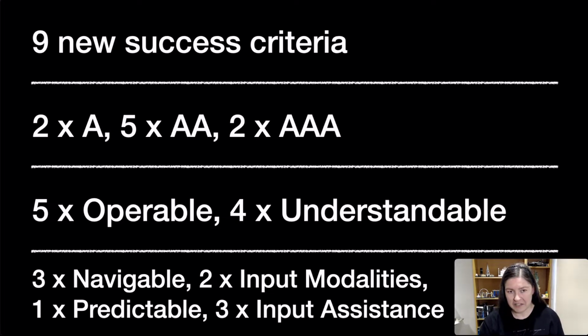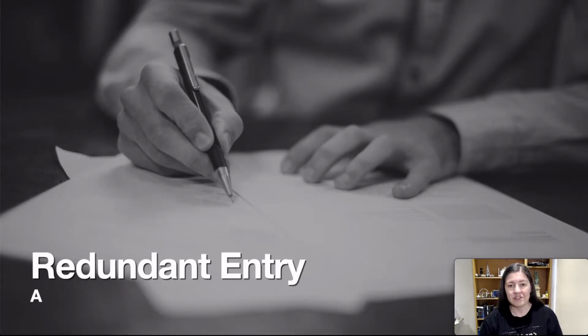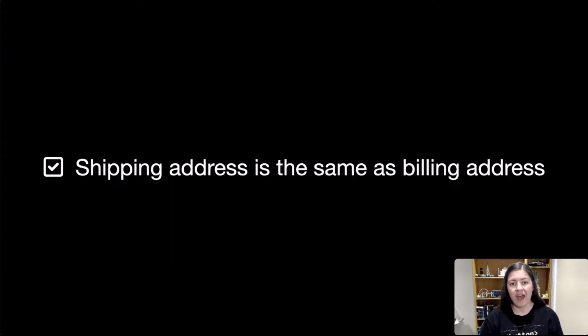I haven't presented these in any particular order other than quickest first. There's some absolute doozies amongst this lot, so I thought we'll warm up with some pretty straightforward ones first. So to kick it off, I'd like to introduce you to a level A success criterion called redundant entry. And this is all about data capture in forms. And the whole idea of redundant entry can be summarized in this one statement.